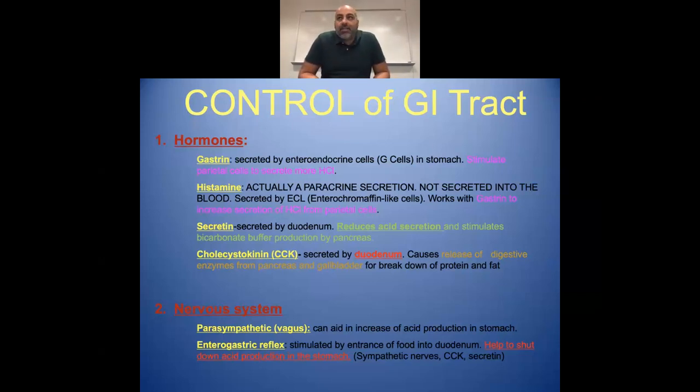Parasympathetic vagus stimulation, that's rest and digest. Well, I should see acid. If I'm resting and I'm having food come in, I should see acid production. So if there's stimulus of the vagus nerve, the GI tract is stimulated, so we see acid production. Enterogastric reflex, okay? So when food has now passed through the stomach and we're entering into the duodenum, it starts to shut down the vagus nerve or offset the vagus nerve through sympathetic stimulation, and then we see the stimulation of the glands in the duodenum to produce that secretin and that CCK.